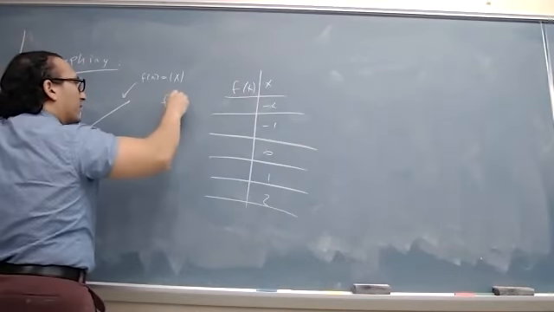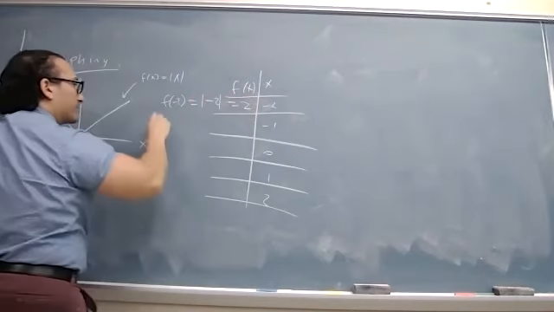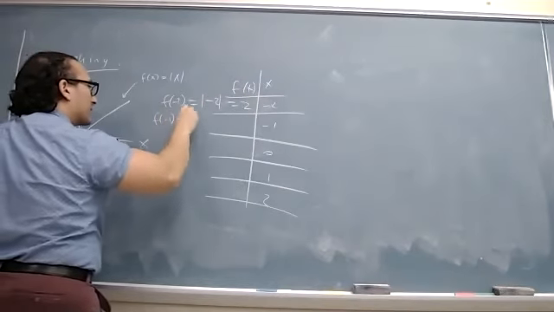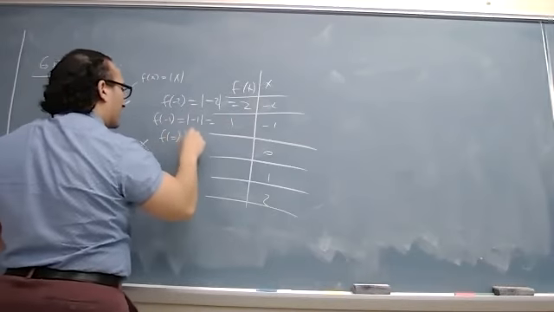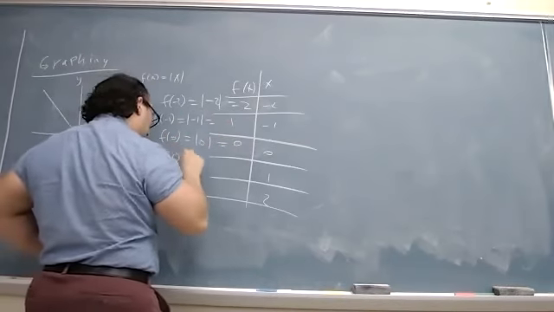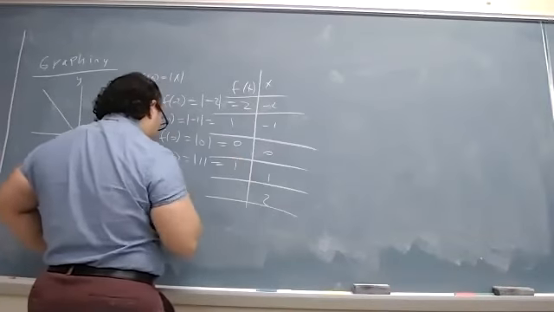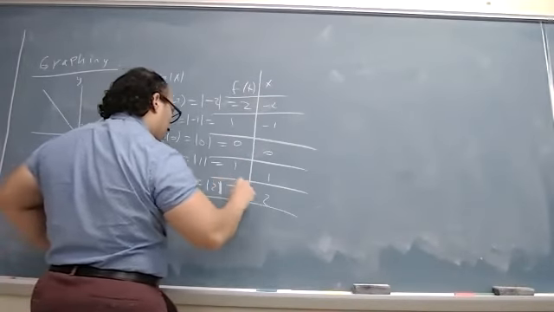So f of -2 is the same thing as absolute value of -2, which is +2. F of -1 is the same thing as absolute value of -1, which is +1. F of 0 is the same thing as absolute value of 0, which is 0. F of 1 is absolute value of 1, which is 1. F of 2 is absolute value of 2, which is 2.